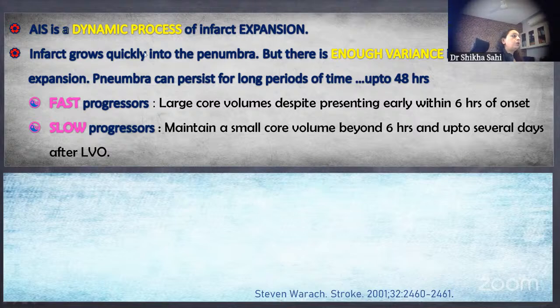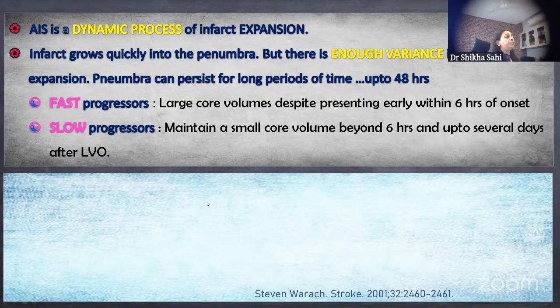And this infarct grows quickly, but there is enough variance which has been observed among patients in how quickly the penumbra will turn into the core. So it can persist for long periods of time, up to 48 hours and even after several days. So patients were found to be fast progressors or slow progressors. Fast progressors had large core volumes, even if they presented early within the appropriate time period. But slow progressors maintained a small core volume and they maintained their penumbra.